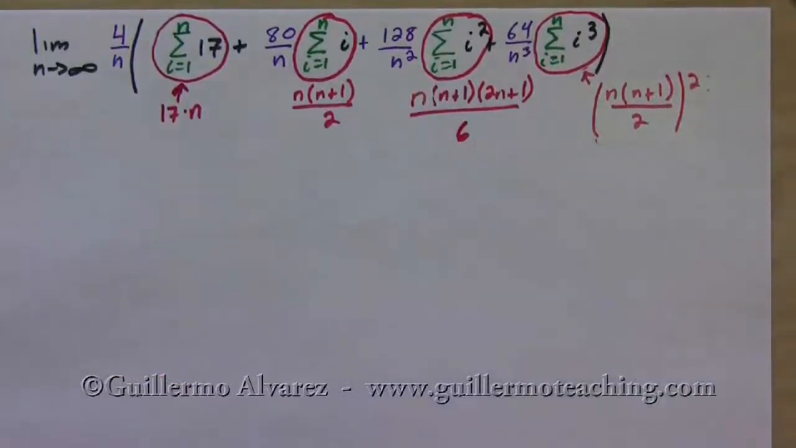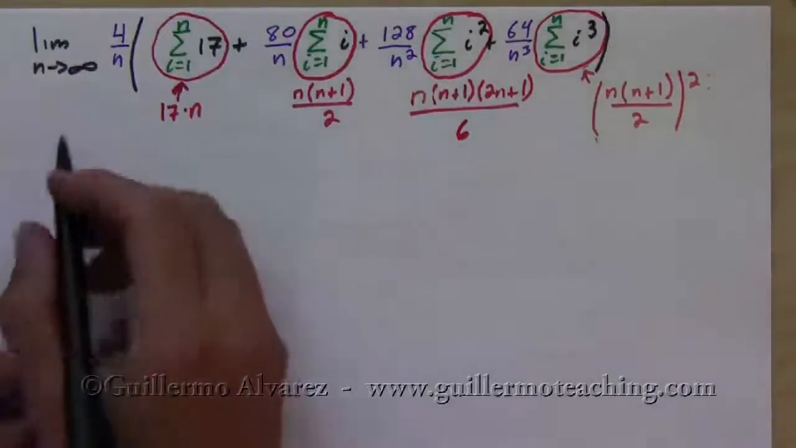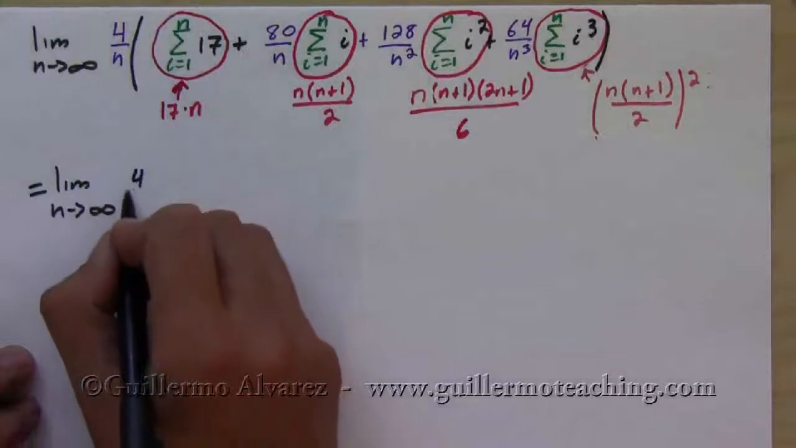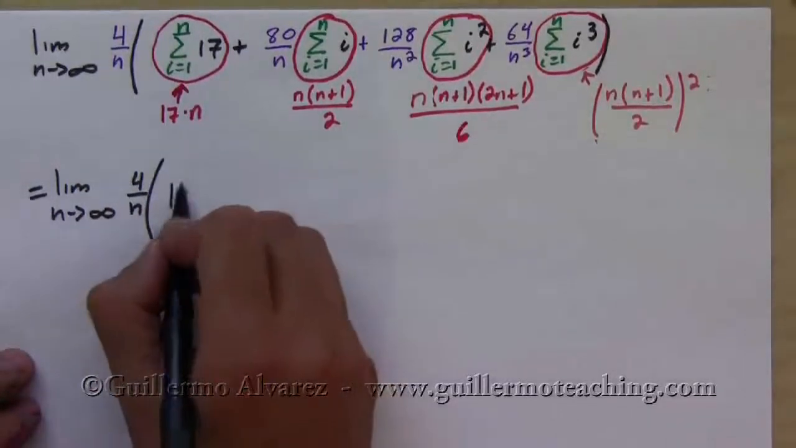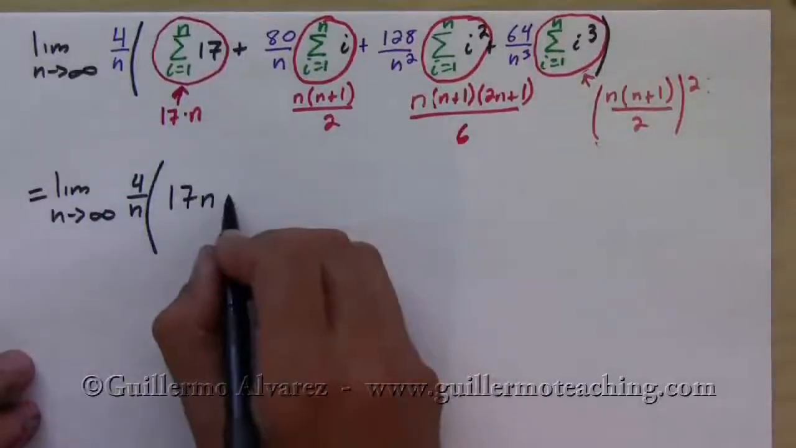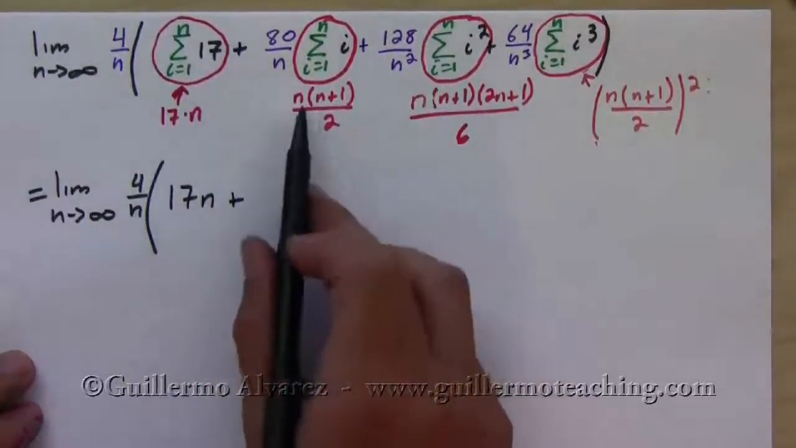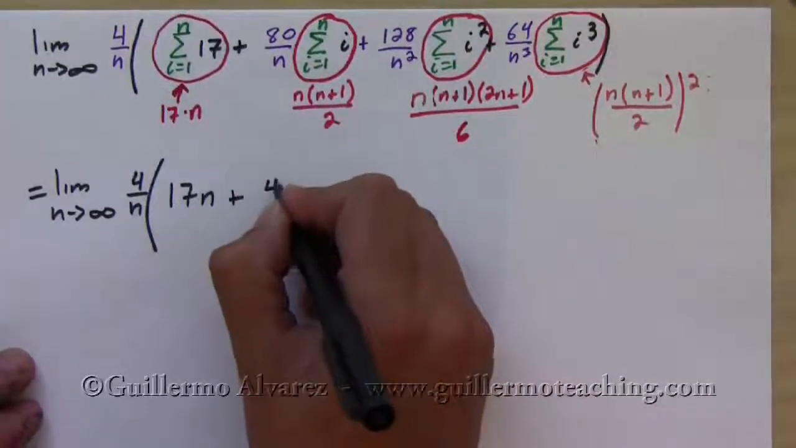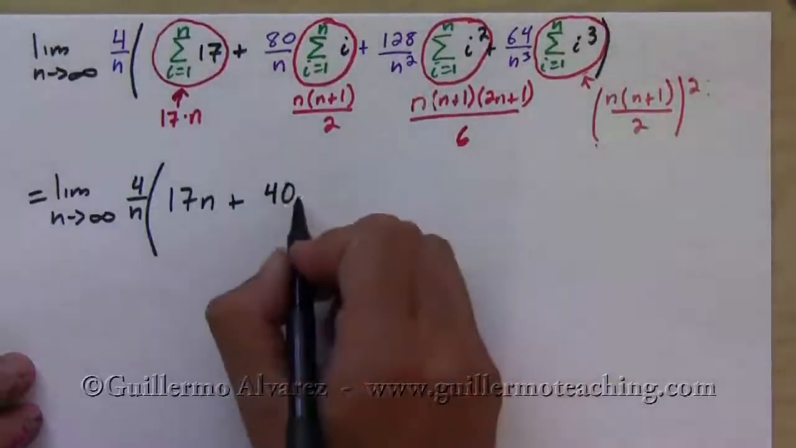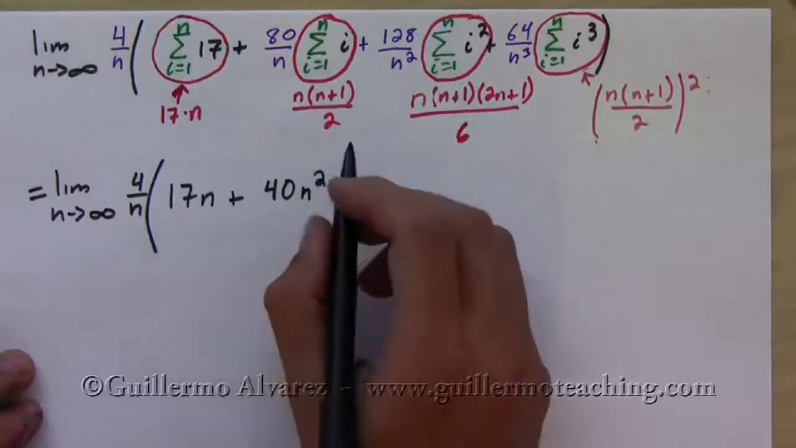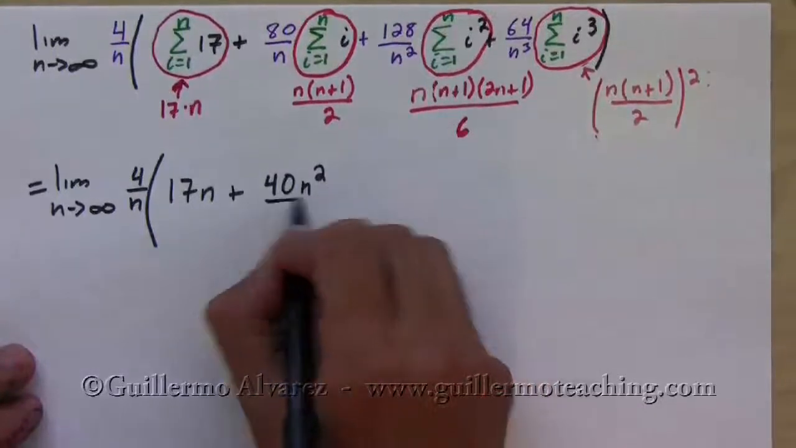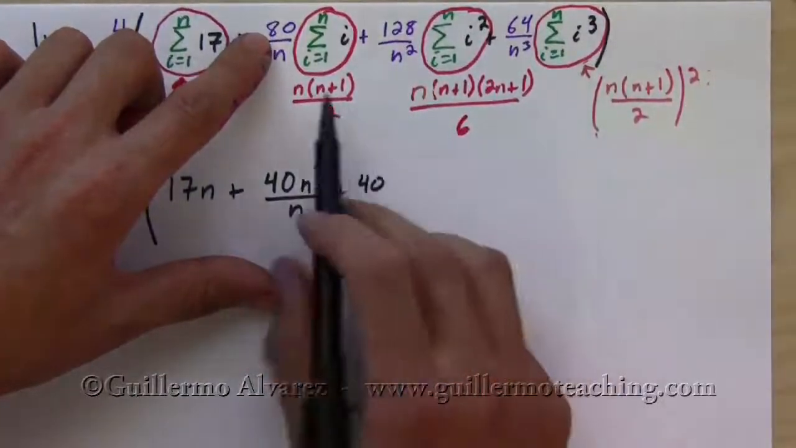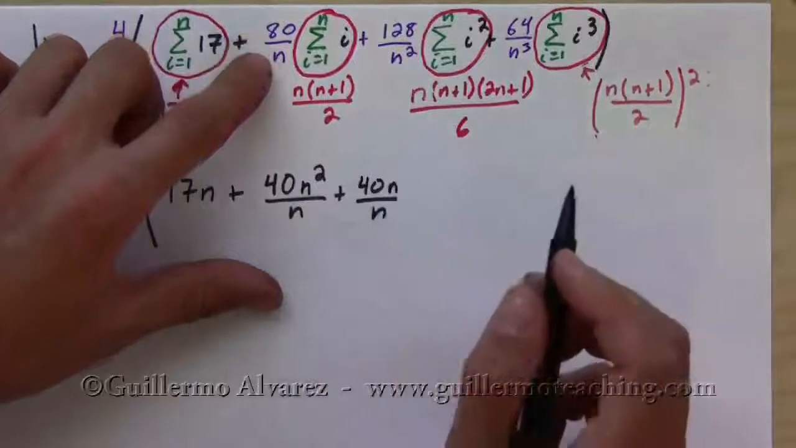Okay, now let's do some simplification here. This is going to equal the limit as n goes to infinity of 4 over n times 17n plus, here the 80 and the 2 simplify to 40, so I'm going to have 40 n squared over n plus 40 n over n.